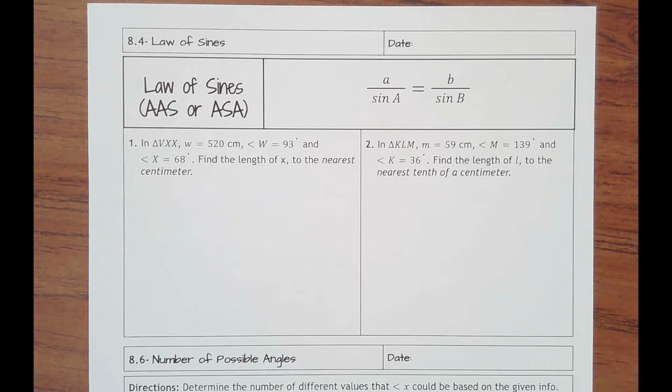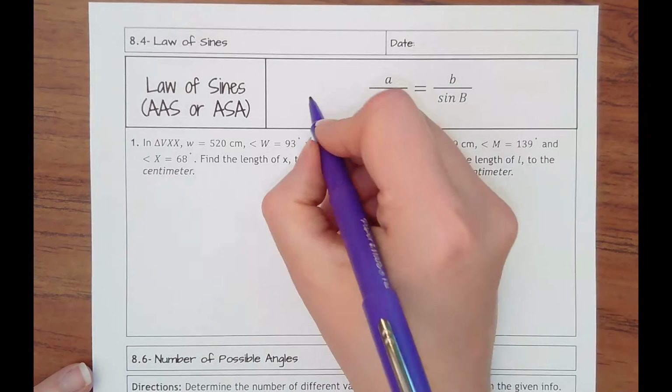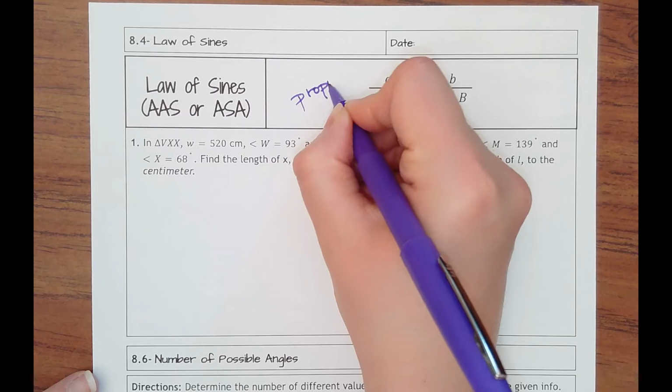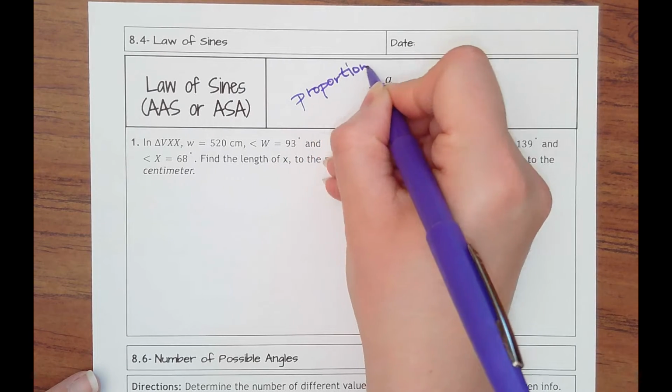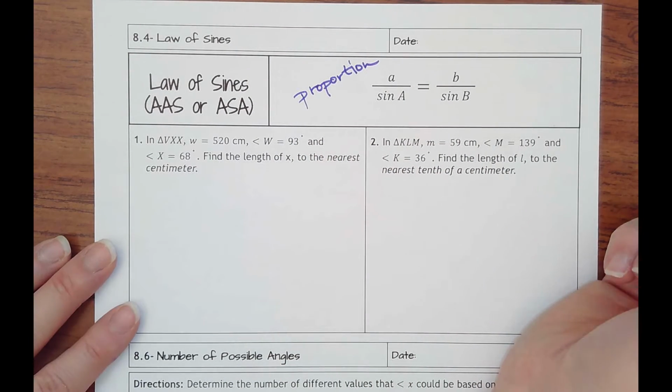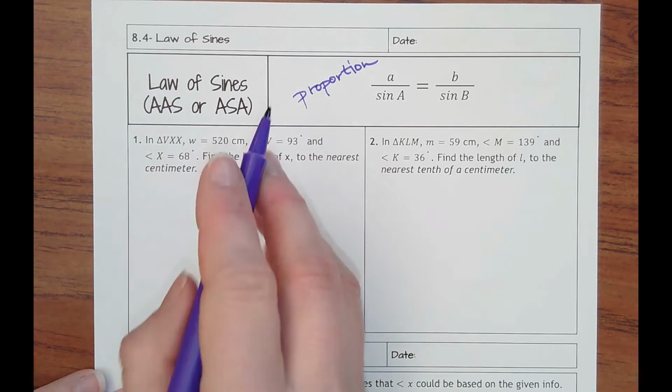Lesson 8.4, Law of Sines. Law of Sines is a lot simpler than Law of Cosines. There's really no formula to remember. It makes a proportion, and a proportion is simply a fraction set equal to a fraction. And so we've got triangle VWX.